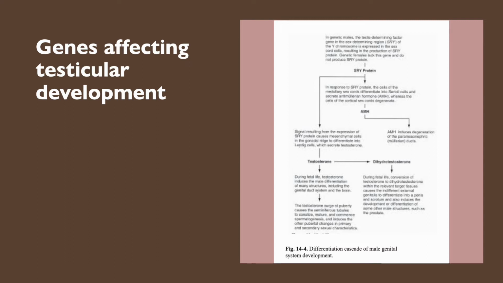I have provided you a flow diagram that provides you details of the differentiation cascade of the male genitalia system. While this is more detailed than you need for this class, I think it will be interesting, and it is information that you'll need to know in the future.